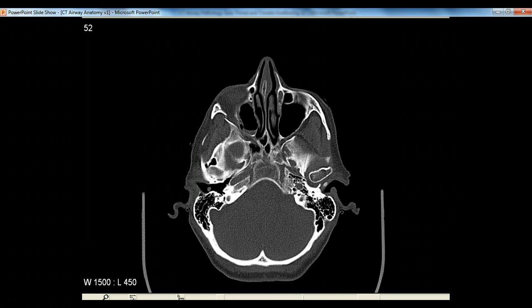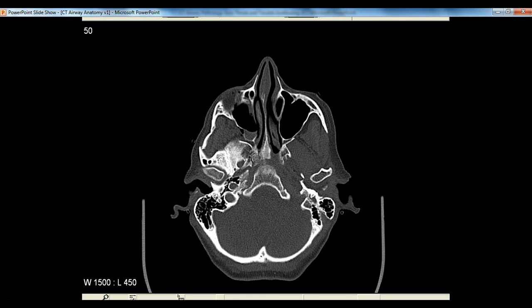And beside those, you can see the maxillary sinuses, air-filled on the left, and on the right there's some fluid in that's related to that fracture, because that's also a fracture apparently of the wall of the sinus. So let's continue to follow this down.